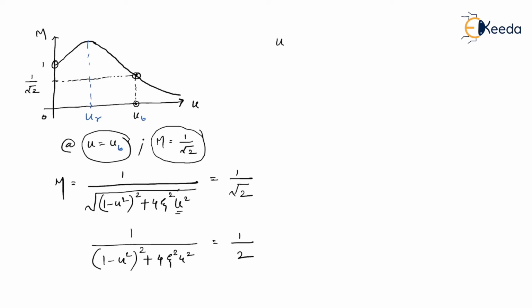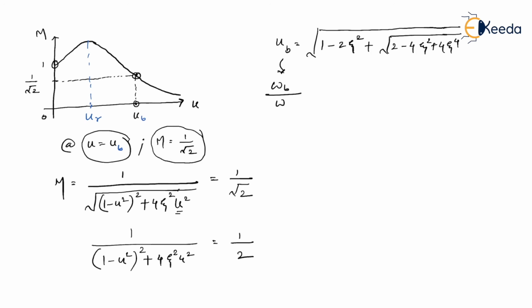So finally, the ub that you will get would be equal to under root of 1 minus 2 zeta square plus, again we have under root of 2 minus 4 zeta square plus 4 zeta to the power 4. And obviously you know that this ub is nothing but omega b upon omega n, isn't it?